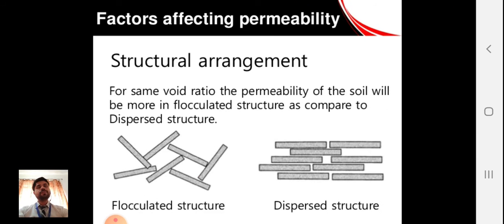Now, structural arrangement. For the same void ratio, the permeability of soil will be greater in a flocculated structure as compared to a dispersed structure. So the structure is a very important factor for affecting the permeability. As you can see in the figure, for flocculated or dispersed structure, the flow or the permeability will be affected according to their structure.